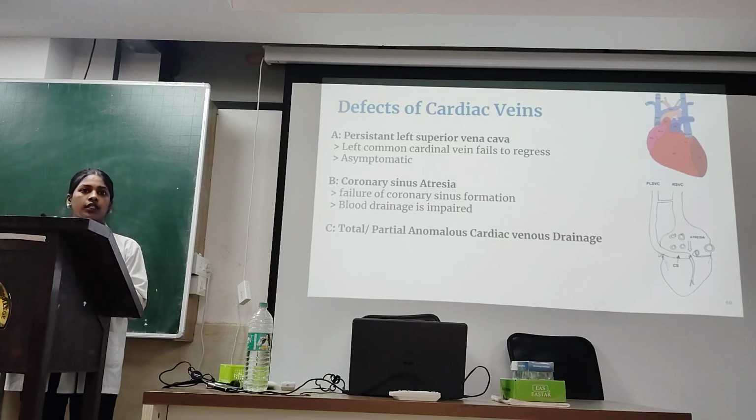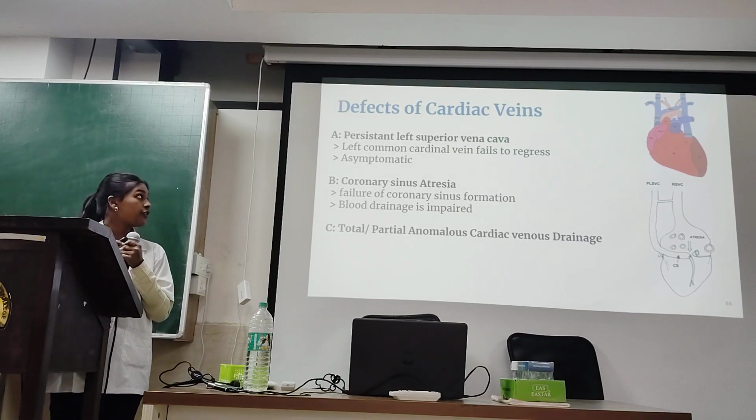There are certain anomalies. If there is any defect in the development of these structures, it will lead to certain anomalies. First of which is the persistent left superior vena cava.